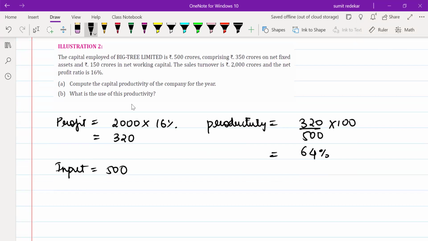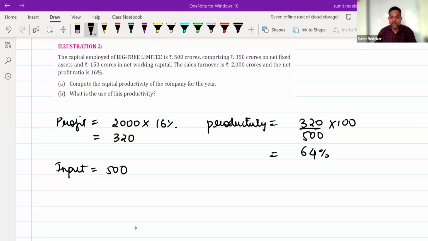So the use of this productivity is in a way saying that every time you invest a certain amount of money, you will get something as a return. Correct? That return will be how? So basically, it's like saying every time you put 1 rupee, you will get 0.64 rupees in return, or every 1 rupee will give you 64 paise in return.